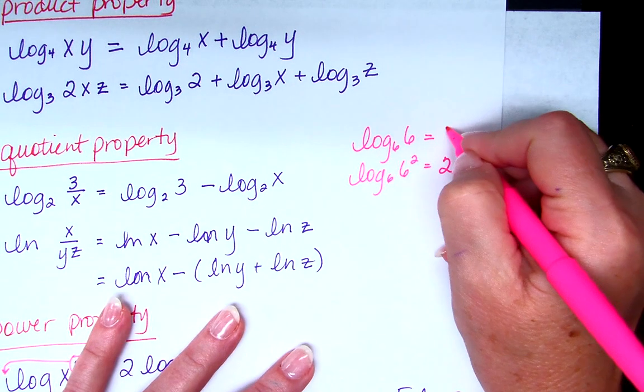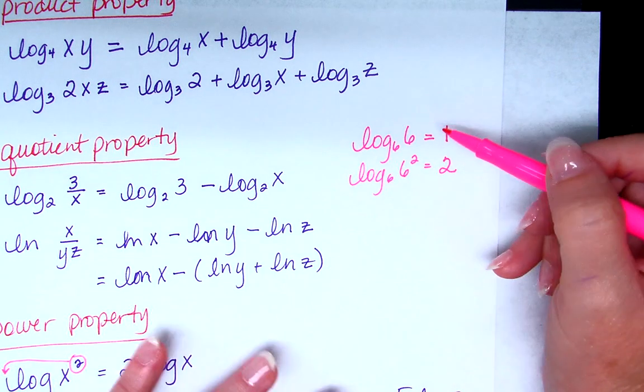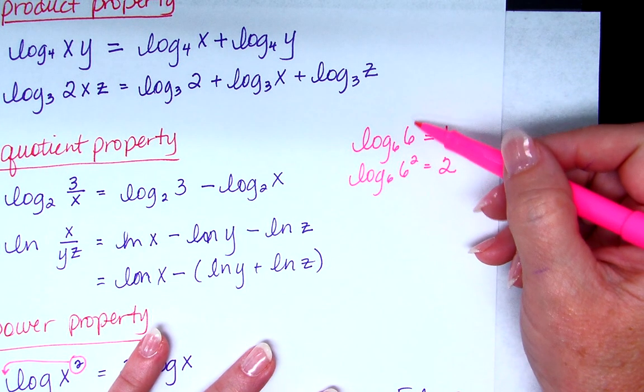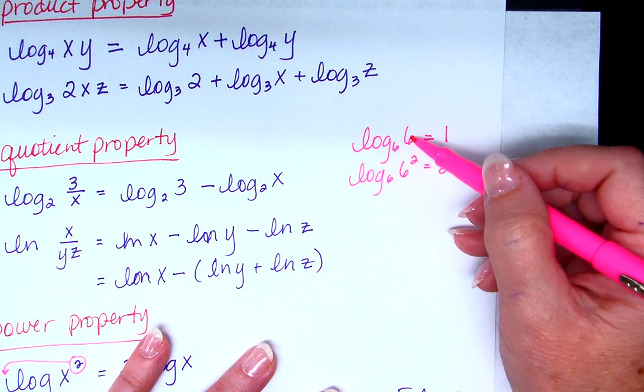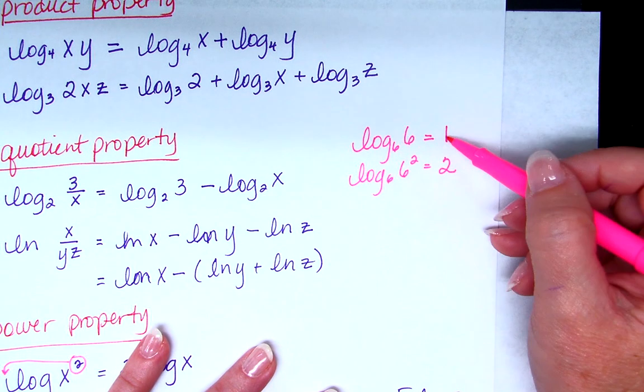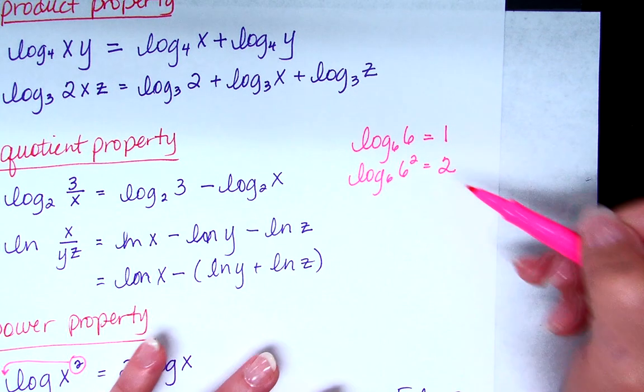How do you know? It equals what the exponent is. There's not an exponent written here, but you know it's a 1. Anytime the base and the base are the same, the answer is just the exponent. So in this case 1, and in this case 2.